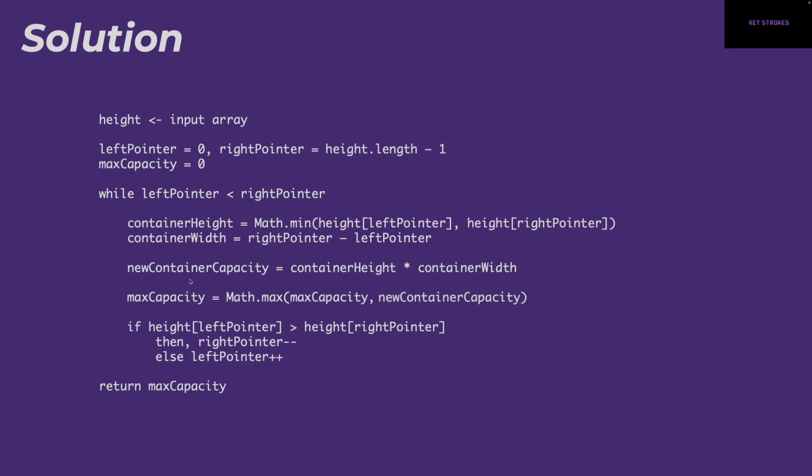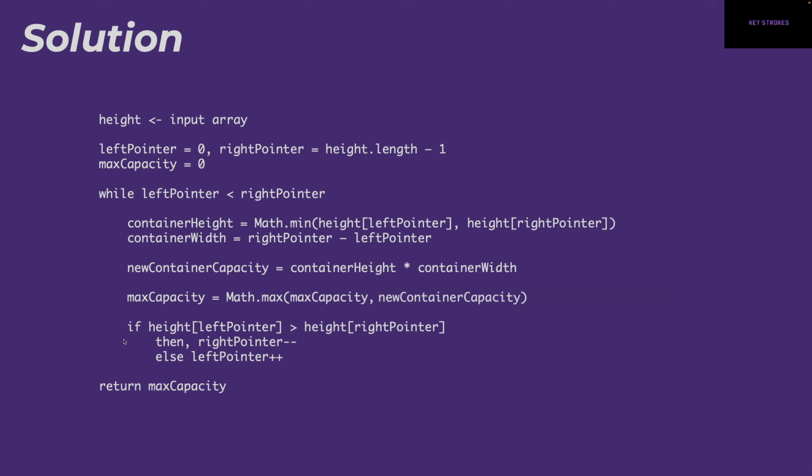And then the capacity of the container becomes the height of the container times the width of the container that we just determined. And then we reassign the max capacity to be max of the max capacity that we had before and the new capacity that we just calculated.